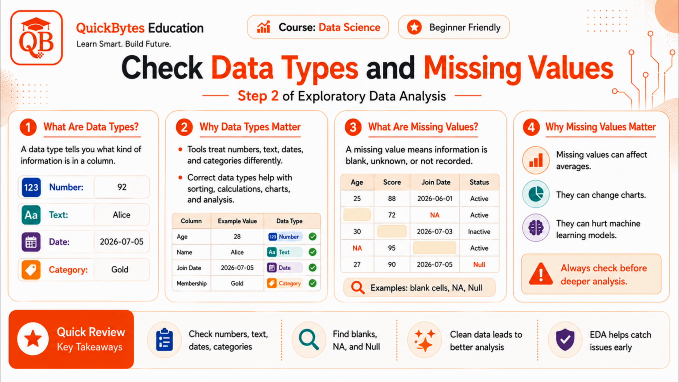You also look for missing values. A missing value means a piece of information is blank, unknown, or not recorded. For example, a customer dataset might be missing ages for some customers. A student dataset might be missing test scores. Missing values are important because they can affect averages, charts, and machine learning models.